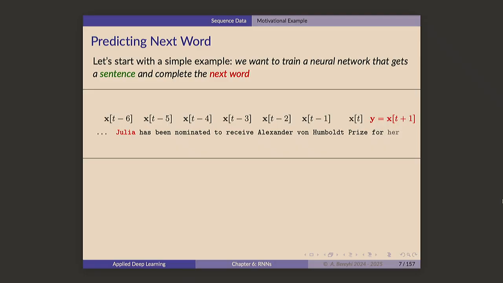Did you care about anything here in between? Did you care about Alexander von Humboldt? No, right? Did you care about nominated? No, right? So you read this text. If I ask you what the text was, you probably cannot say it exactly word by word, right? But you know that you should put her, because Julia is typically a female. So this is the problem that we want to solve.